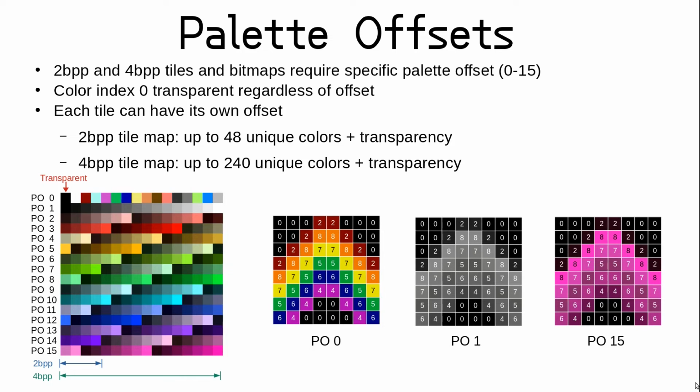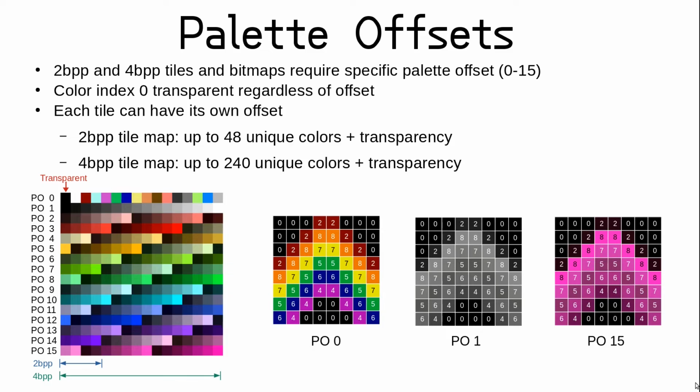As we saw, color index 0 is always transparent, and each tile can have its own offset in its map entry. This means that even though we are limiting the number of colors in an individual tile to 4 or 16 colors, minus the color for transparency, we can have an effective 48 or 240 colors with transparency across the whole map. On this palette chart, we can see each palette offset visualized as a row of colors, with the first 4 available to 2 BPP tiles, and all 16 colors in the row available to 4 BPP, with the caveat of the first column always being transparent.